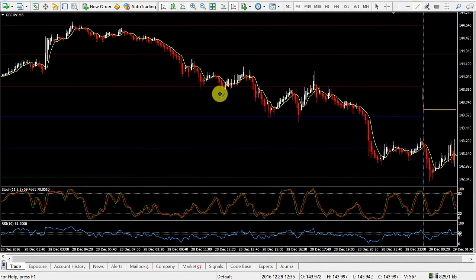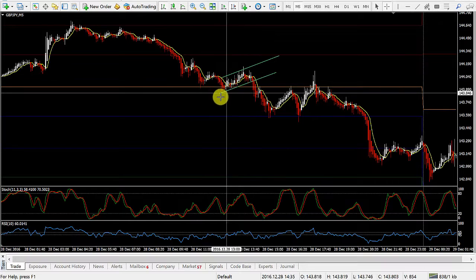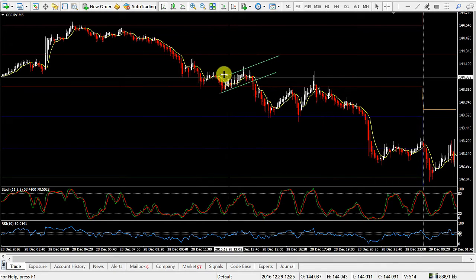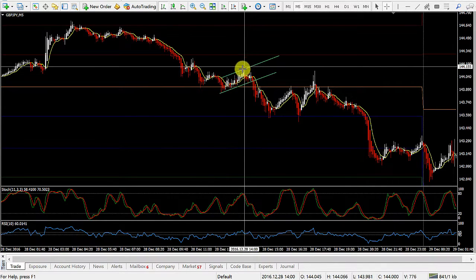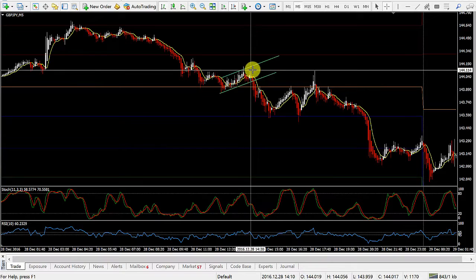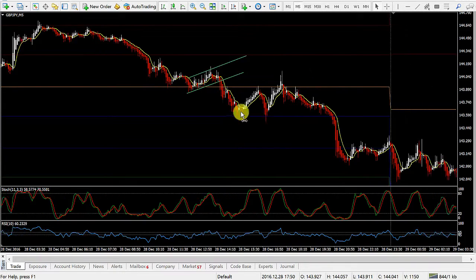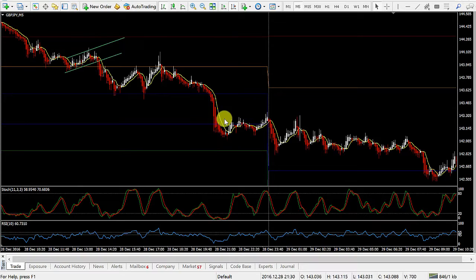This here could also qualify as a flag. If you go down to the 1-minute chart, for example, you can definitely see the swing structure here. 1, 2, 3, 4, 5, small pullback and continuation. This down here is also a flag. If we take this and connect it, you see, we get the flag structure, classic flag structure.